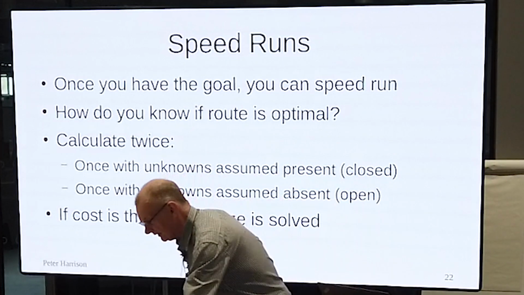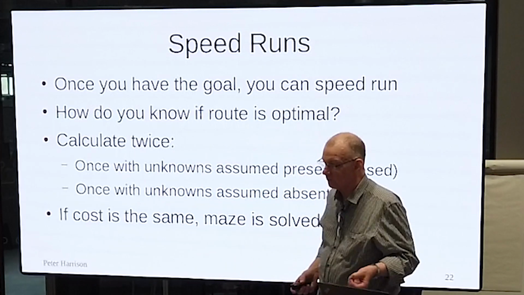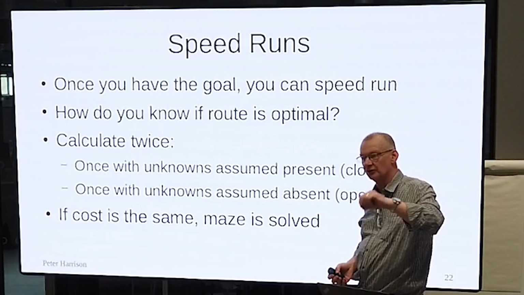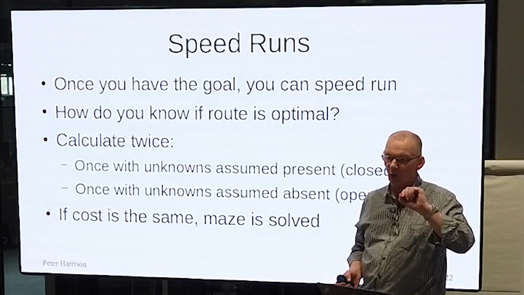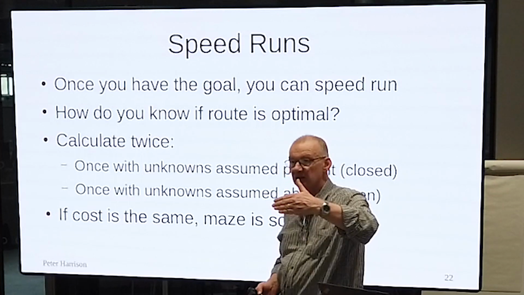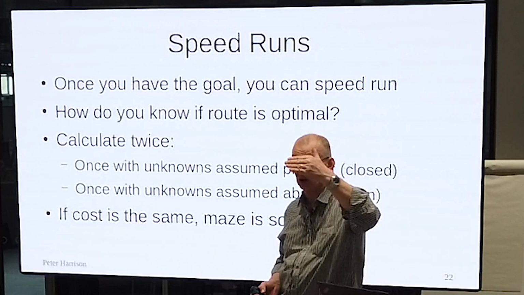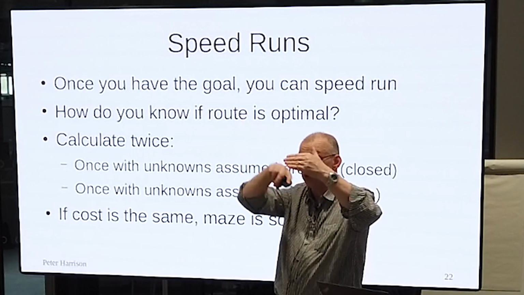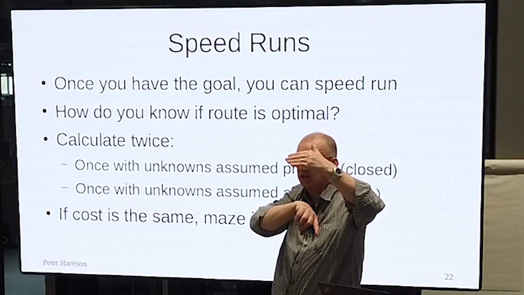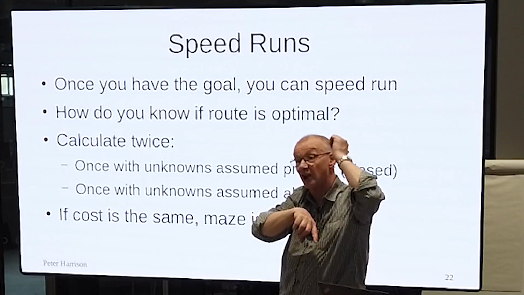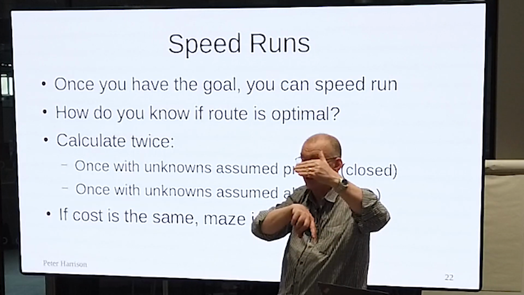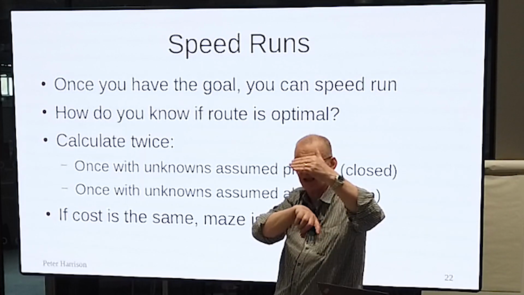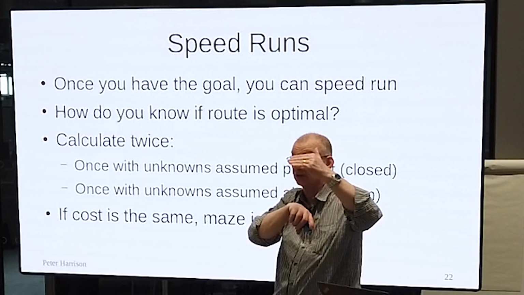How do you know if you've got an optimum solution? Well, remember, you've kept track of whether you have seen the walls or not seen them. If you assume all unseen walls are there, so the exit's blocked, and you try and calculate a path or flood the maze, you'll get a cost in the start cell. If you then assume that all of the unseen walls are not there and flood it again, you'll get a cost. And in general, they might be different.